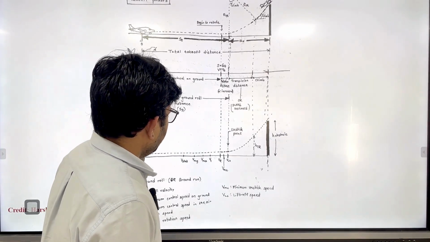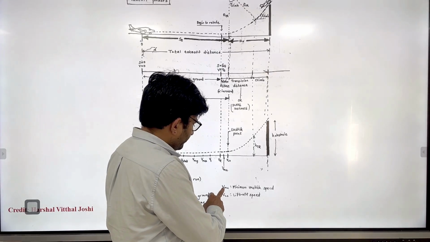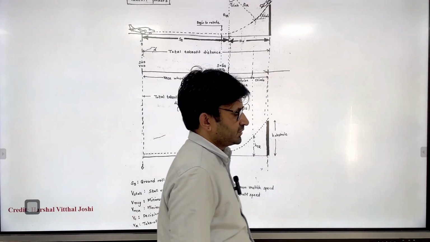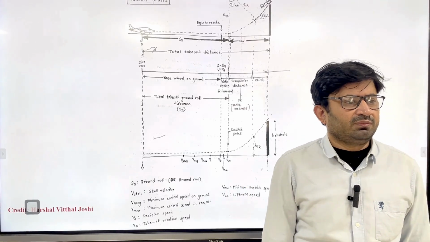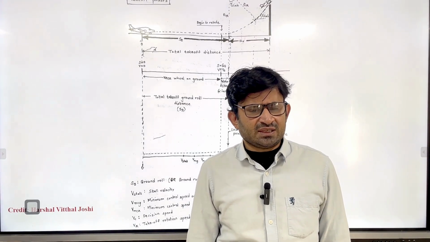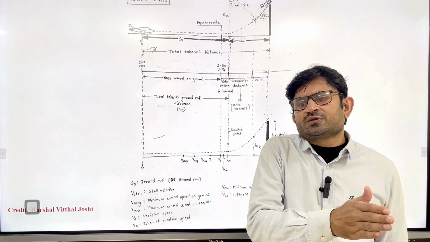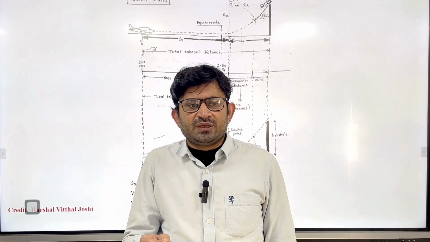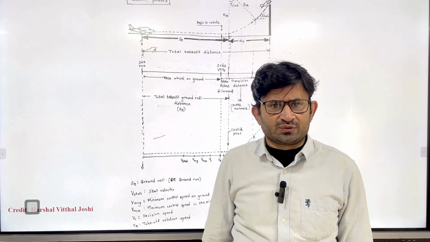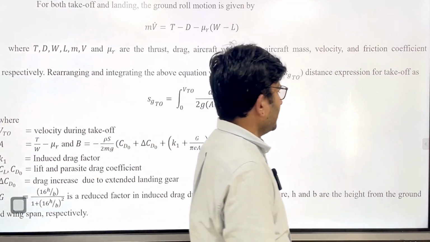One more speed I want to explain: VMU, the minimum unstick speed. Minimum unstick speed is a speed which is a little less than the lift-off speed. At this speed, even if you rotate the stick up, the aircraft will take off.